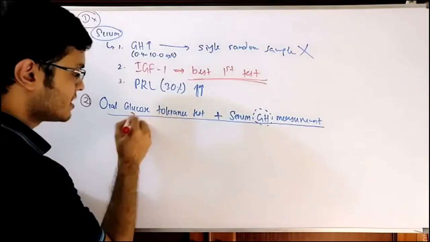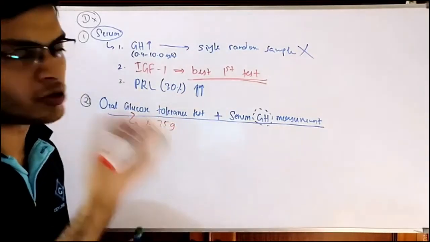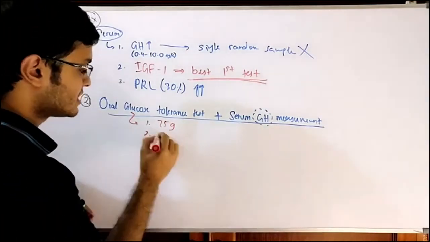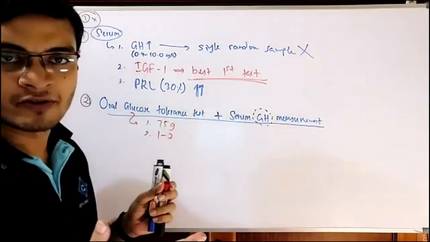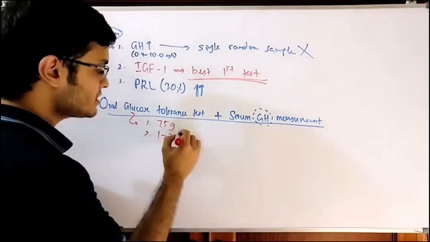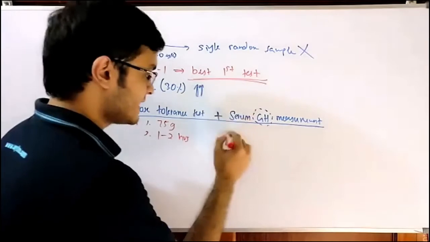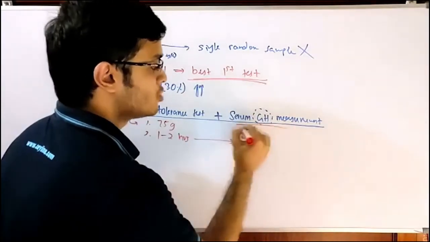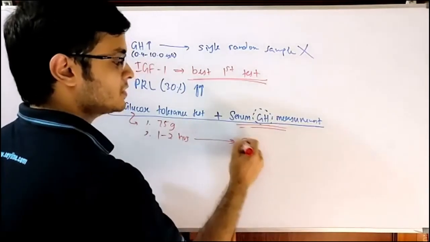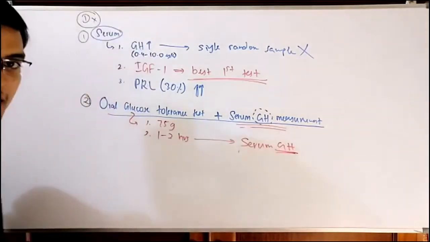For the oral glucose tolerance test, we first give a 75-gram dose of glucose to take via mouth. 75 grams of oral glucose. Then you wait 1 to 2 hours, guys. This will depend on where you are practicing. In Sri Lanka, in most hospitals, we wait 2 hours. And after that 1 to 2 hours, we look at the serum growth hormone.